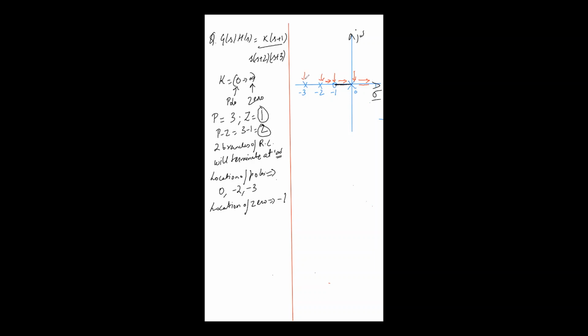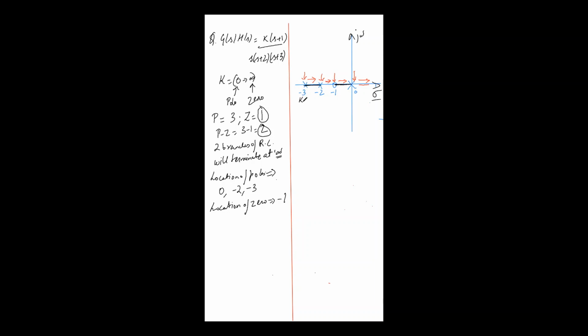We'll move to this side. Check to the right side of this pole. The total number of poles and zeros is 3 on the real axis, which is again odd. This will be part of my root locus. So this whole segment will be part of my root locus.